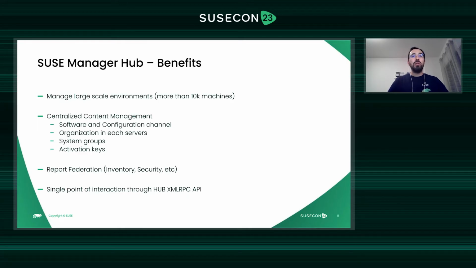are also present in the hub, and the hub has the ability to federate all the reports that exist on the peripheral servers and provide all this information in a single location in the hub. You can have information like all the systems that exist in your inventory, or some security checks where you can verify whether the systems are affected by any CVE. You can also have a single point of interaction through the Hub XML-RPC API, where you can broadcast the calls to all the peripherals through the hub.